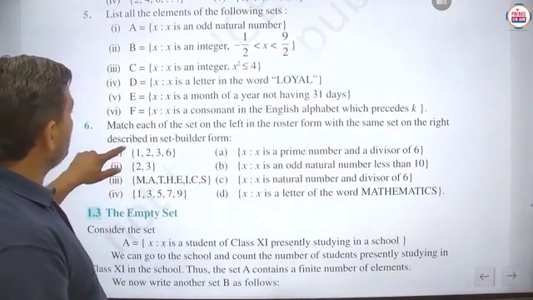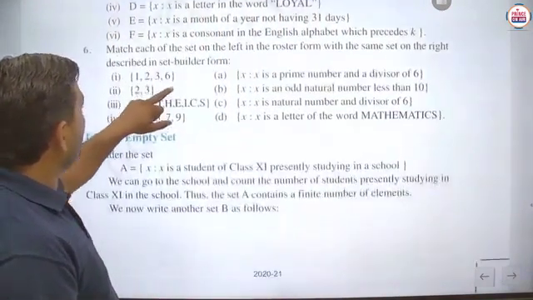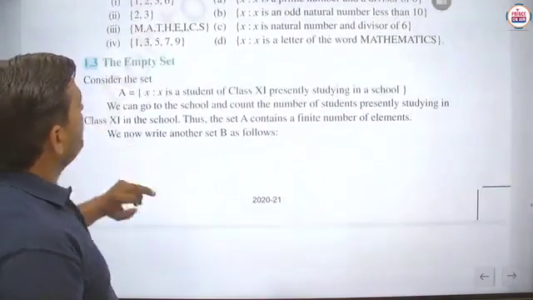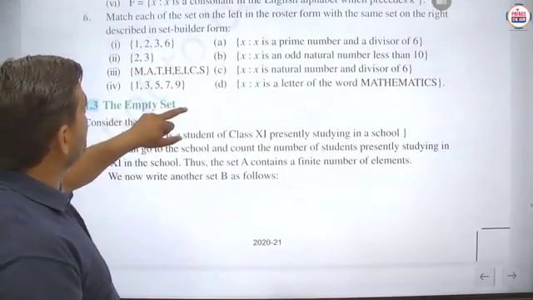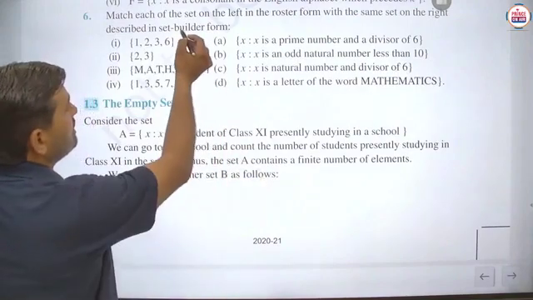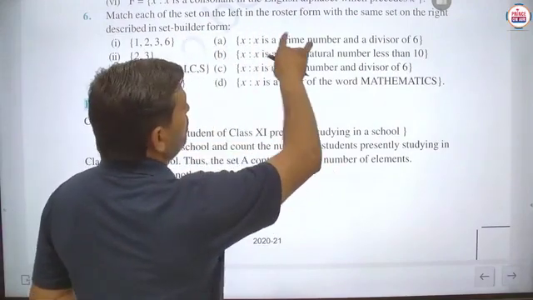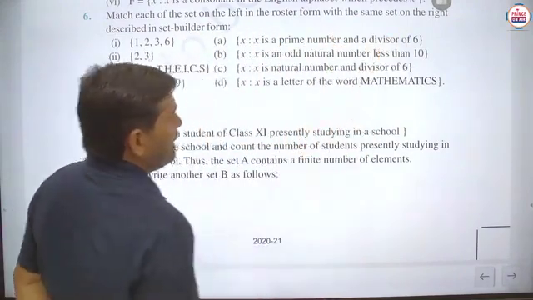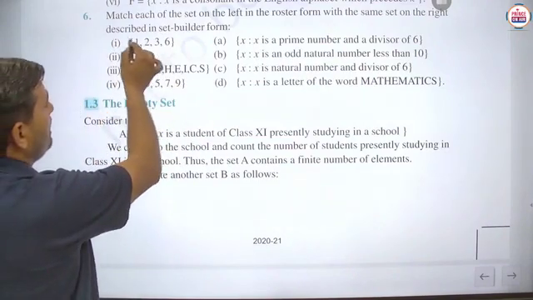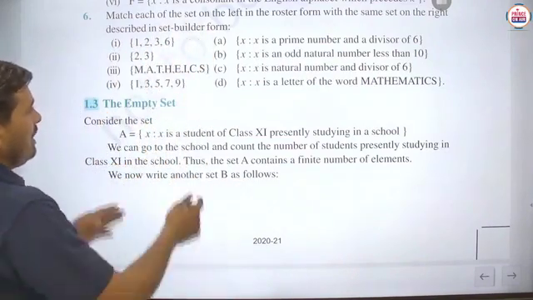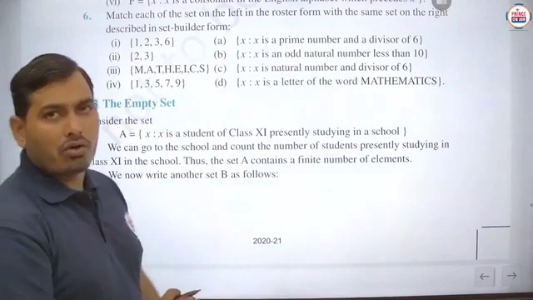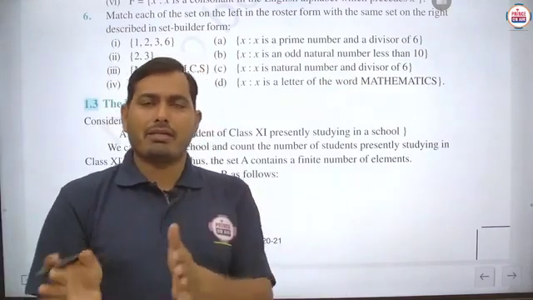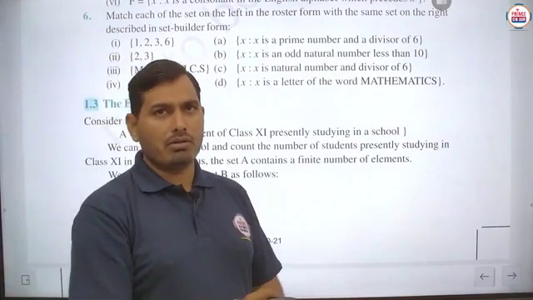In this question number 6, basically match each of the sets on the left in the roster form with the same set on the right described in the set builder form. Means on the left hand side the roster form is to be written, and on the right hand side we have the set builder form.